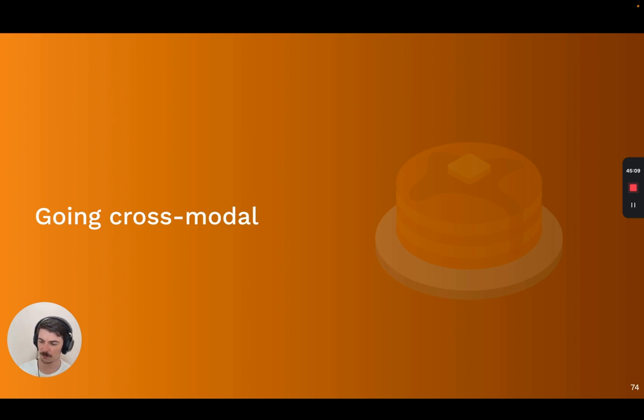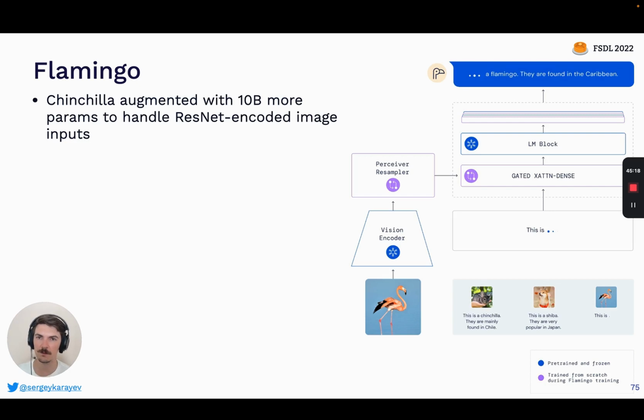You can also go cross-modal, modality being like a sense. Vision is a modality, language is a modality, touch is another modality. So the Flamingo model from 2022 took the Chinchilla model that we've covered and then added 10 billion more parameters to basically handle image inputs. The way this works is the image is at first encoded with a ResNet. Then there's a new part of the model called the perceiver resampler, which basically translates this encoded image into something that you can plug into a language model.